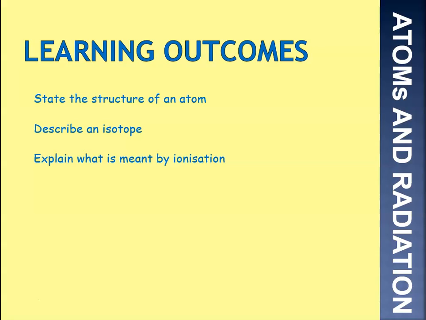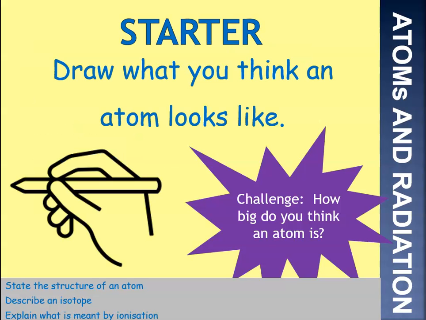So our learning outcomes for today are to state the structure of an atom, to describe what's meant by an isotope, and to explain what is meant by ionization. All concepts that will follow us all the way through radiation and will be useful to know at the start. So first off, pause the video whilst you draw what you think an atom looks like. And your challenge at the end there is, how big do you think an atom is? So pause the video whilst you attempt that first task.